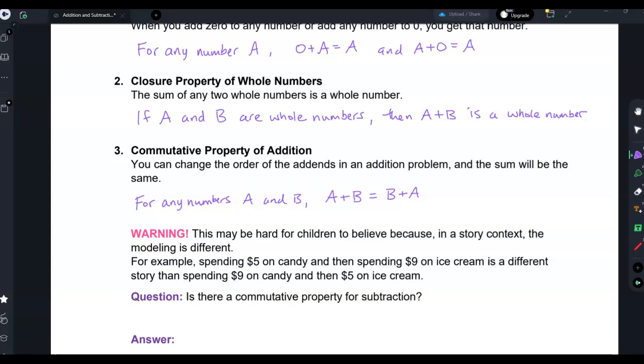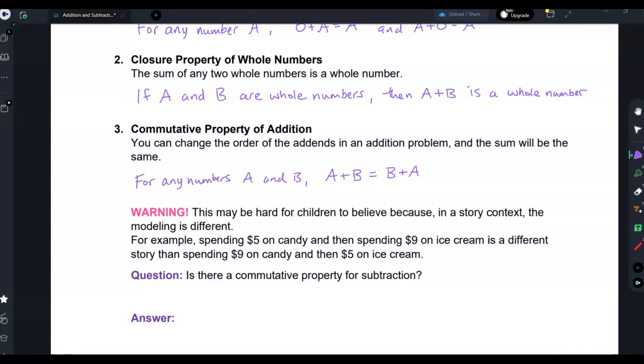And if it helps, think about your morning commute, right? Commute means to travel, right? So if you're commuting to work, you're traveling. Basically our addends are traveling, right? So these A and B can travel. They can move, right? We can change the order. They can move around. So if that helps you remember that that's the name that goes with that property.